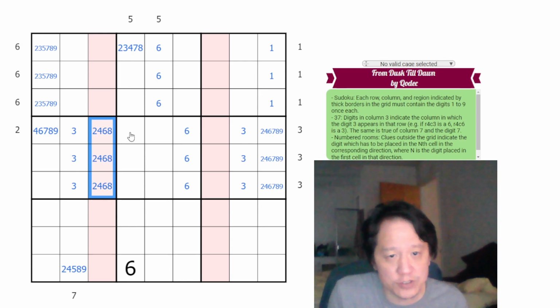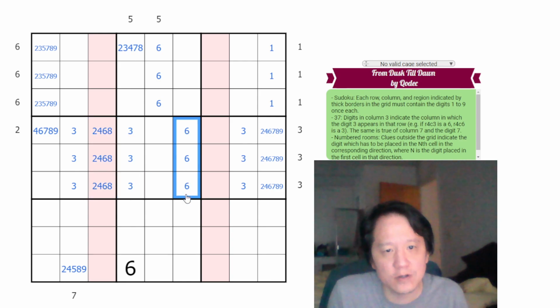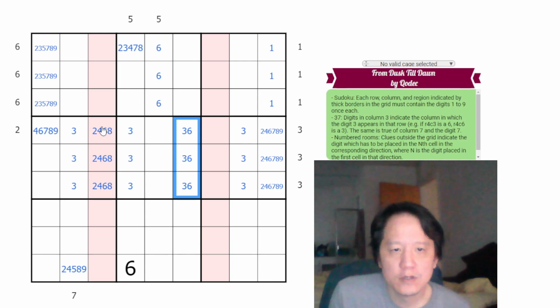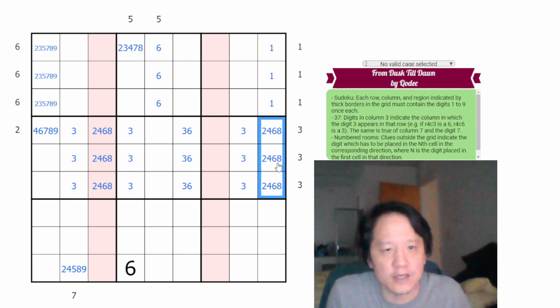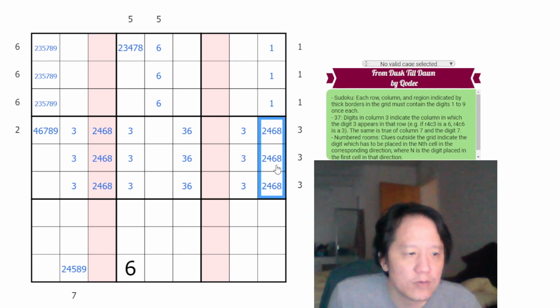So this is 4 or 6. So we know the 3 is either here or here. And we know this is 8. So this is 2. This is 4, 6. 4 or 6, and it has to be 8 now. Right?